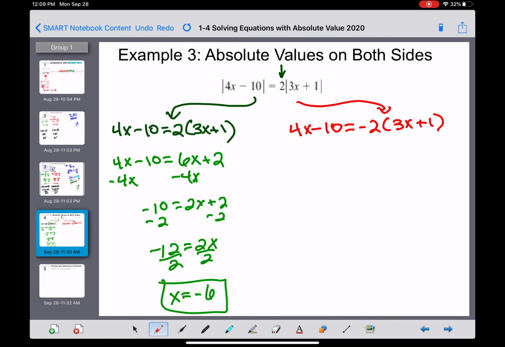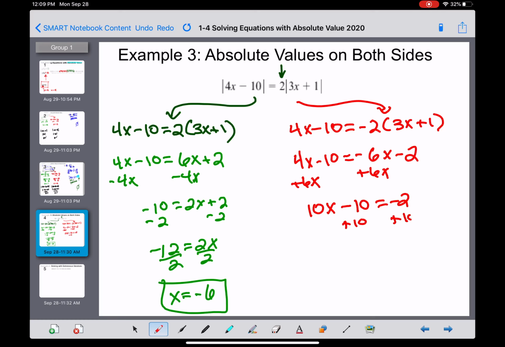I'm going to solve a second time with negative 2 now. So 4x minus 10 is equal to negative 2x minus 2. Sorry, negative 6x, I made a mistake. Minus 2. I'm going to bring my negative 6x over by adding 6x. So now I'm looking at 10x minus 10 is equal to negative 2. I add my 10 to both sides. So 10x is equal to 8. Divide. And my second solution is 8/10 or 4/5 if you prefer fractions.